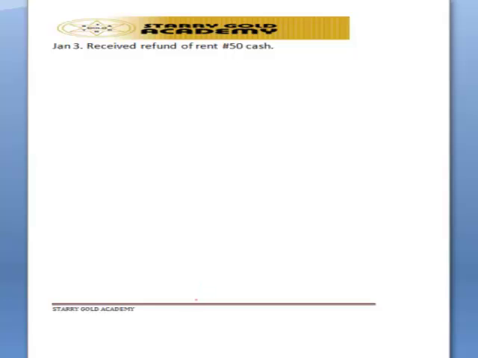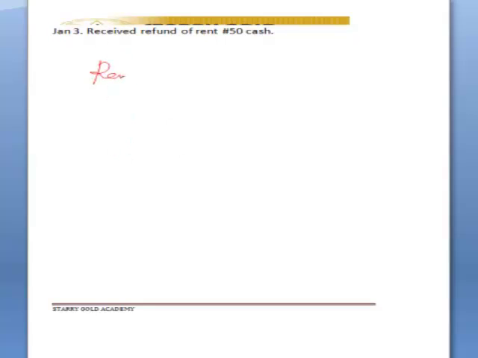Received refund of rent, 15 naira cash. Rent was paid, so it means there is an excess payment for rent, and the rent account is refunding the money. So the two accounts involved here are the rent account and the cash account.